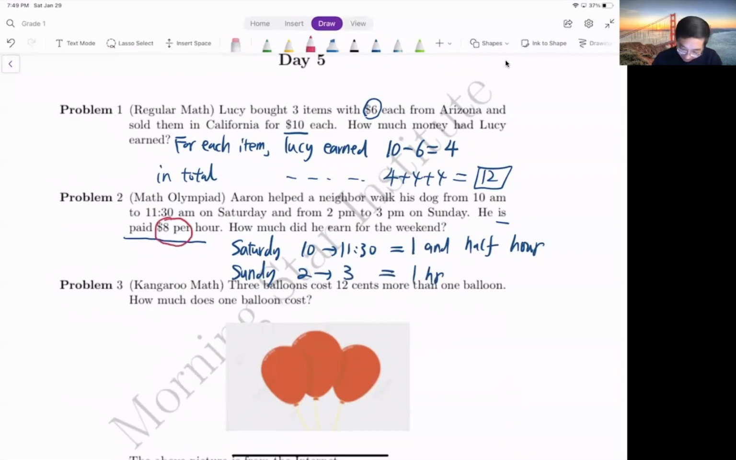Okay, let's look at Saturday. So 1 hour, that's $8. And a half hour, well, 1 hour is $8, so half an hour will be $4, because 4 plus 4 is 8, right? Half of 8 is 4. Okay, so that's $4 for a half hour. And then there's 1 more hour on Sunday, which is again $8.